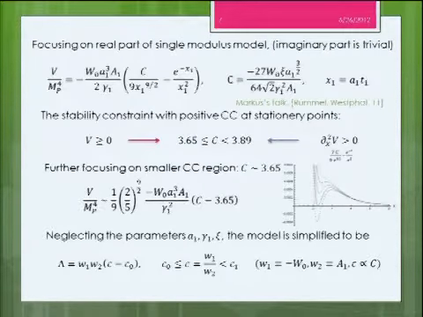This will be explained in Marcus's talk maybe a couple hours later, so I'm not going into detail, but the important thing is that C is restricted to a certain region. The lower bound is given by the positivity of the potential, while the upper bound is given by the positivity of the mass squared in this case. But since we are interested in just the small CC region, we further focus on C approximated to be just the lower bound. So we finally simplify the potential to this form.